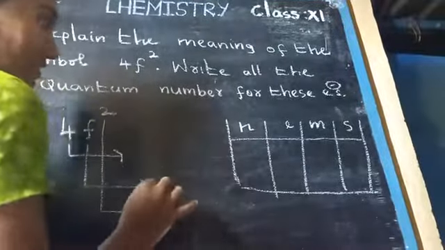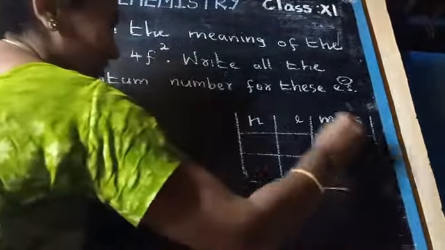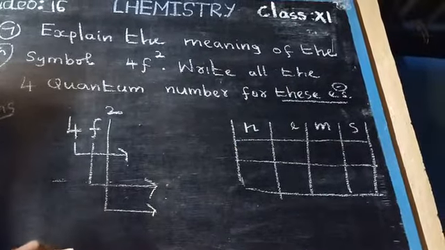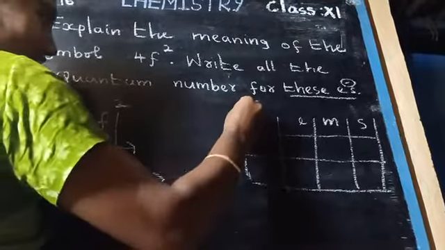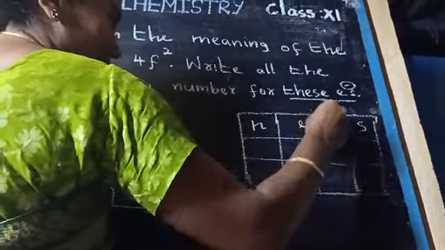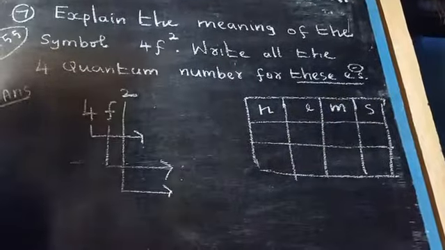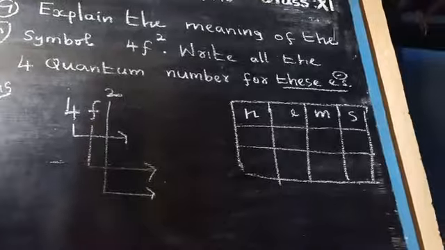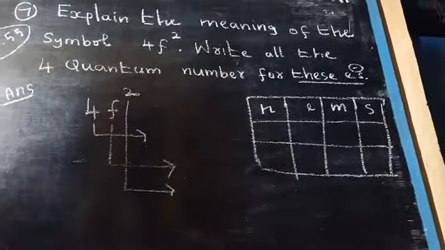Okay, four quantum numbers, about these electrons. This electron means this 2. Are you clear? Okay, this is the question. Now you can understand the question very clearly. In a problem question, read it a minimum of two times, and next start writing the problem.